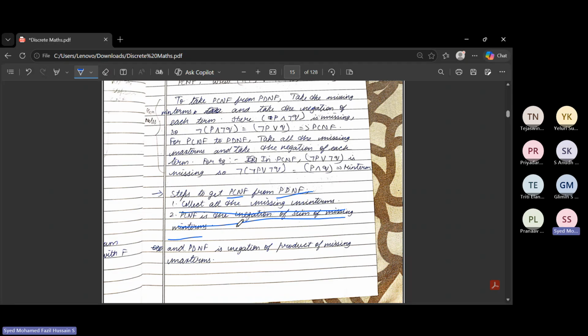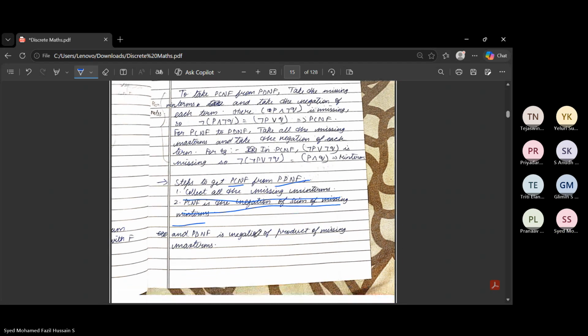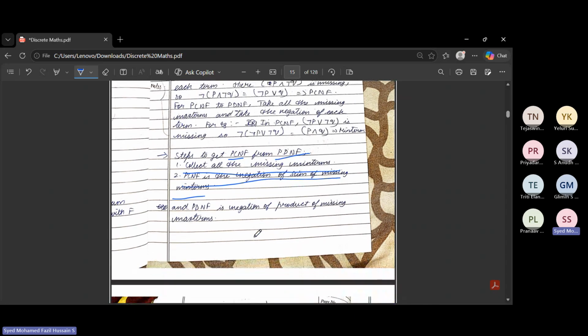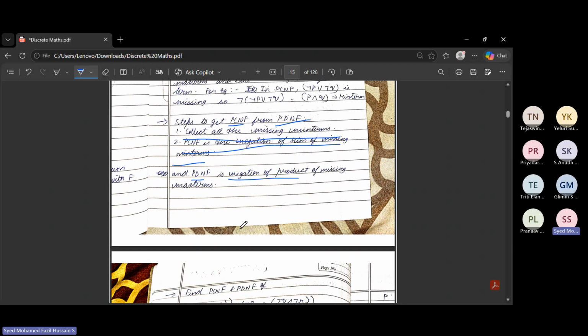Mind that it is sum. We have to take the negation of the sum of missing terms. And it's the same, opposite. And PDNF is the negation of the product of missing maxterms. It is the opposite.